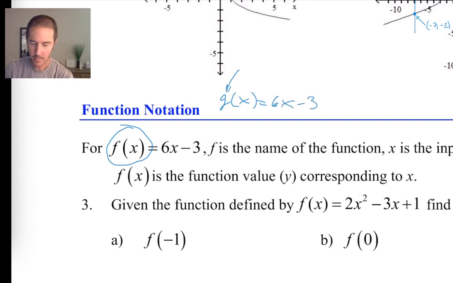This is the name of the function, and this is where we have the opportunity to plug in either a number or another variable or an expression. Myriad things could be plugged in place of the x. What I don't want you to think is that this says f times x or g times x. It doesn't say that.